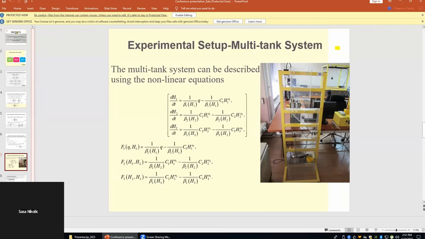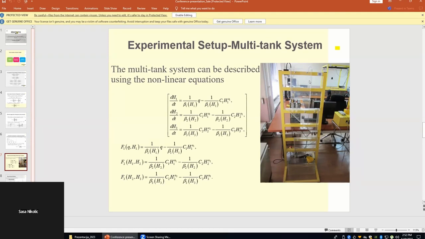The first tank has a constant cross section, whilst the second and third, spherical and conical, have a variable cross section. This feature introduces the main nonlinearities into the basic system. Each tank is equipped with a level sensor based on hydraulic pressure measurements. Finally, a variable-speed pump is used to fill the upper tank with the constant cross section.